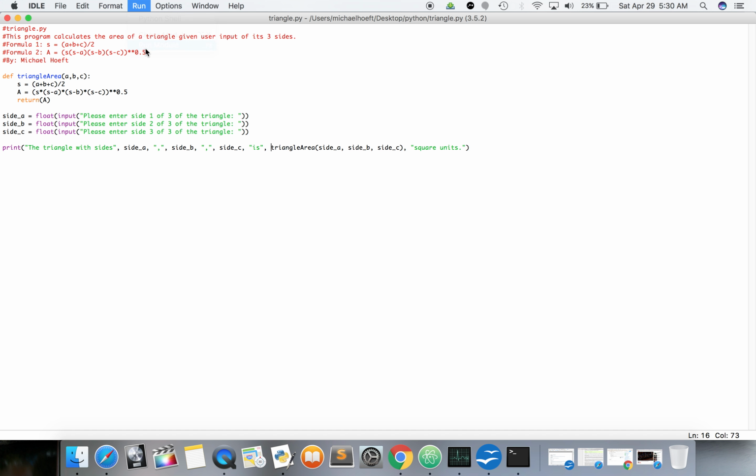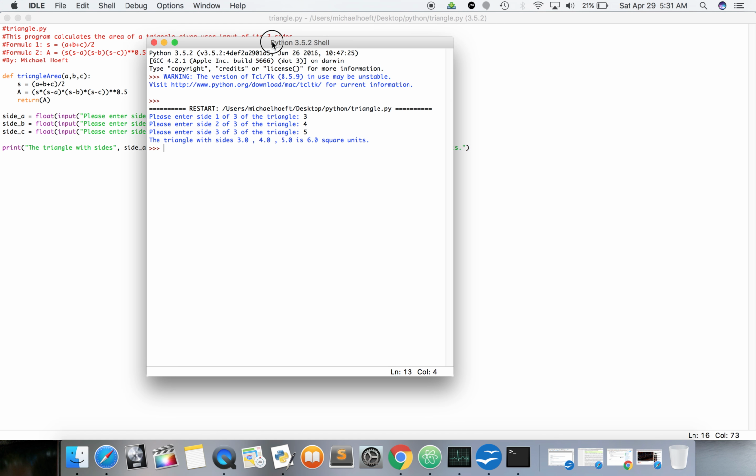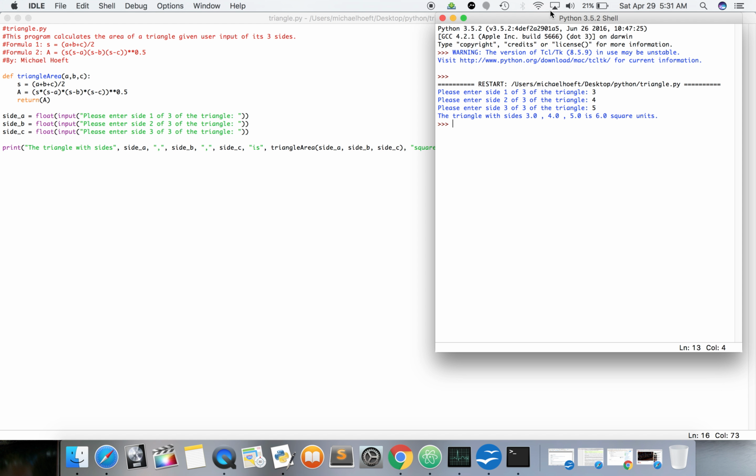Let's just try to run this as is right now. So we'll do 3, 4, 5. Is that true? Are we positive? I don't know if it's 6 square units. 3, 4, 5 is 12, and 12 divided by 2 is 6.